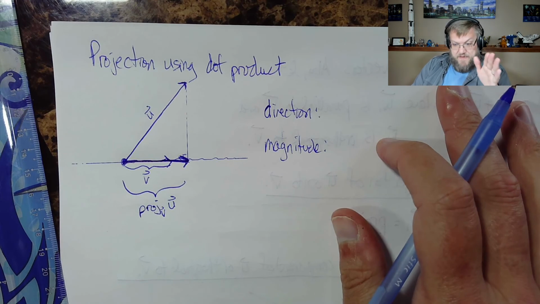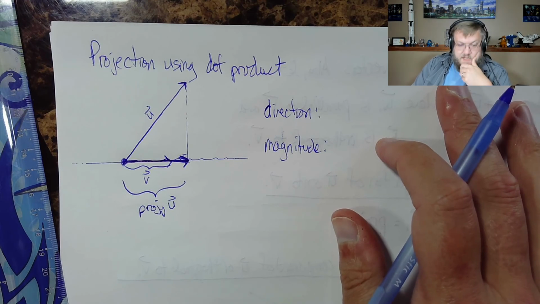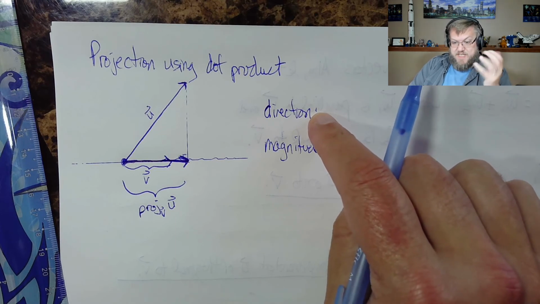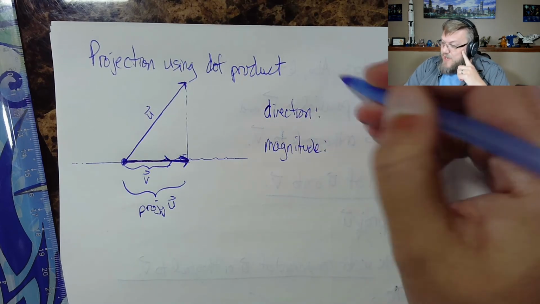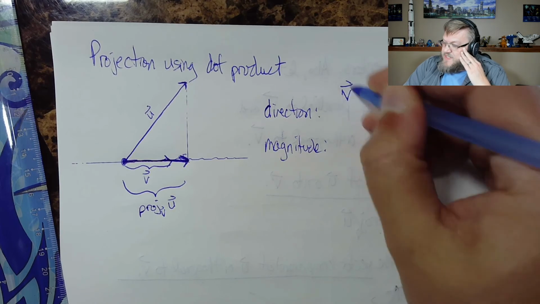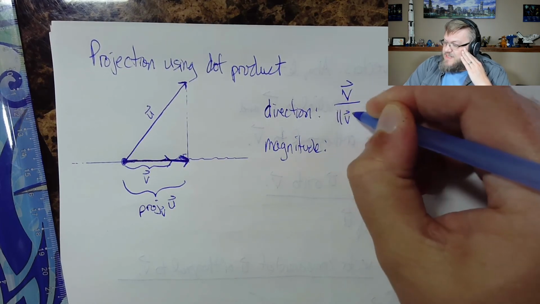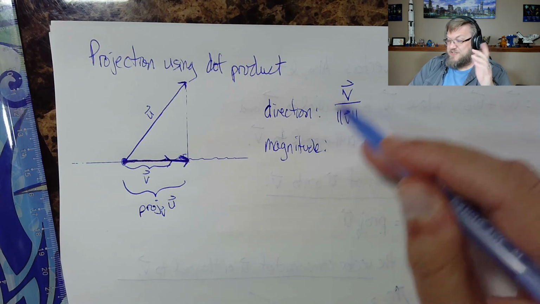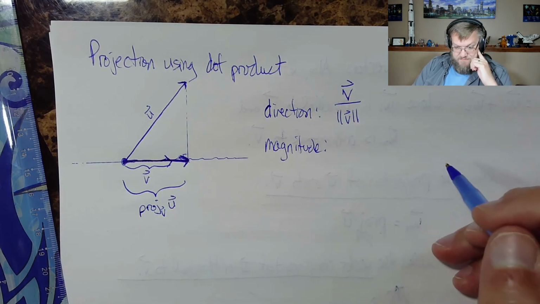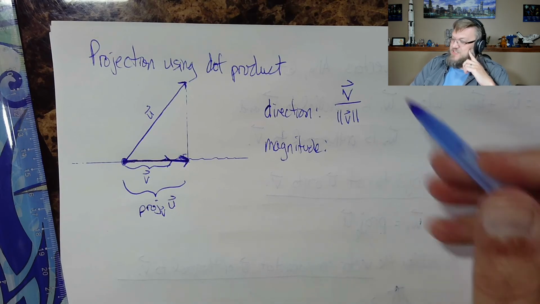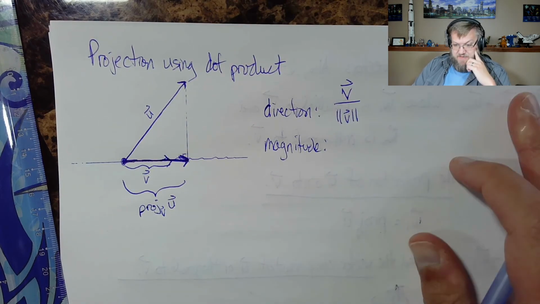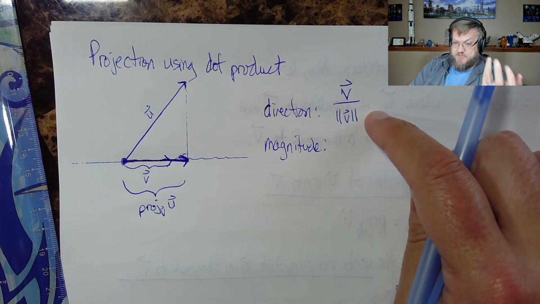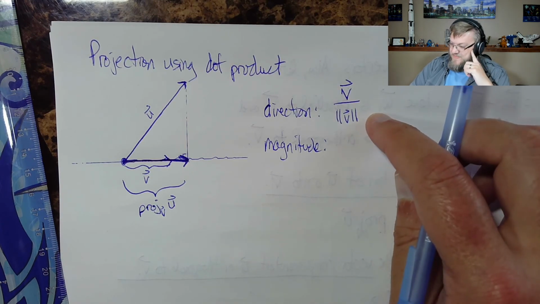So it goes in the direction of V, right? So the direction will be a unit vector pointing in the direction of V. So I want to use V, but divide it by the magnitude to get its direction. So now I have a unit vector pointing in the direction that I want, right? So this is the direction of the projection vector, parallel to V, and I've made sure it's unit length, so it's a true direction. Okay.